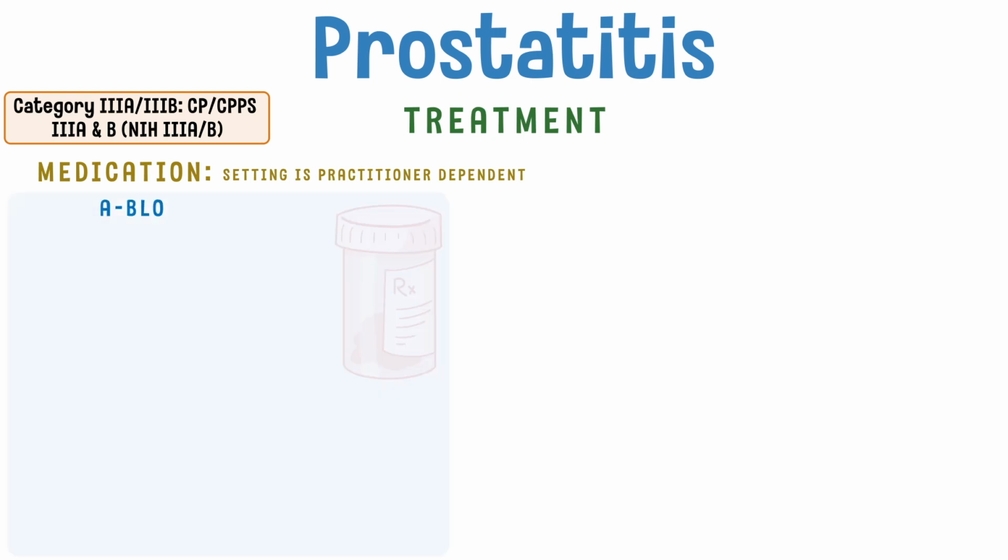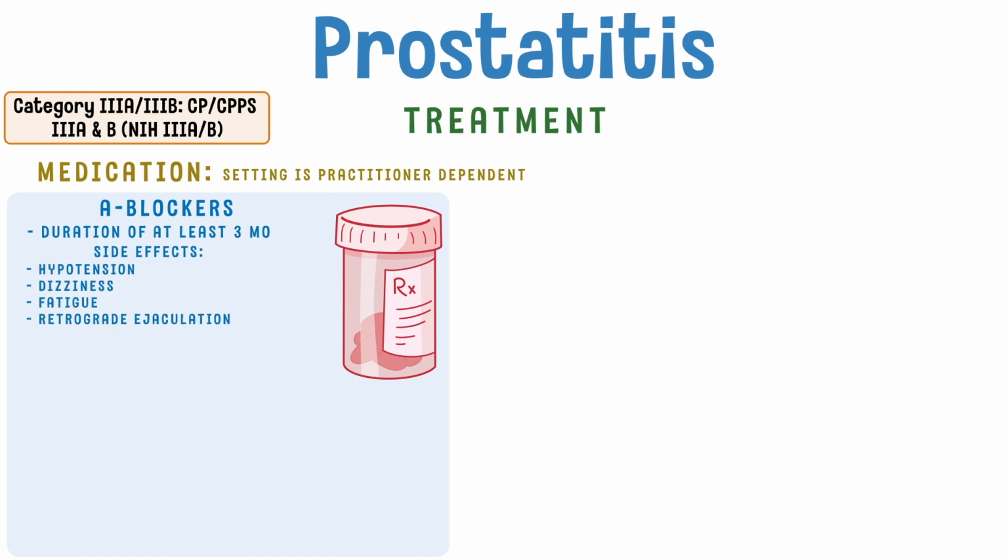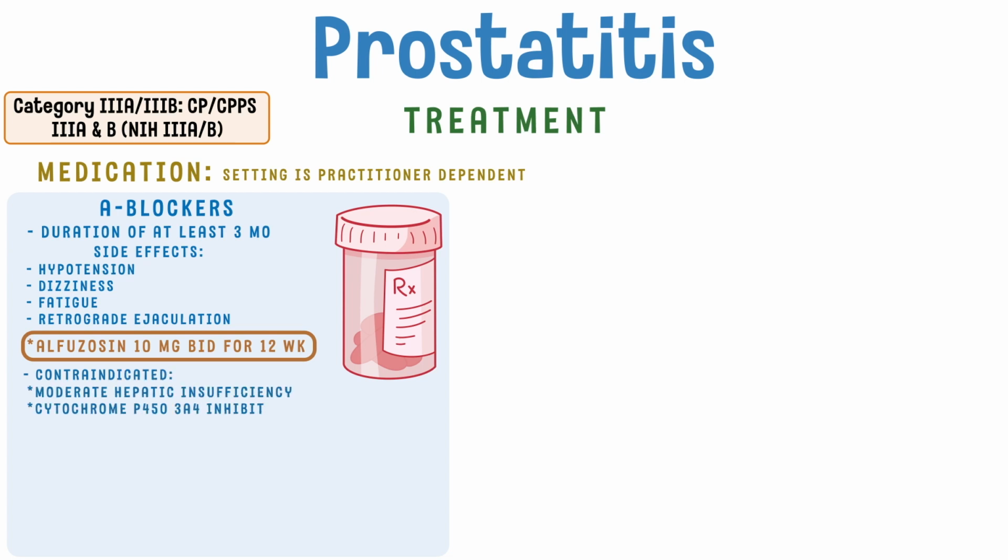For alpha blockers, multiple randomized placebo-controlled trials have demonstrated that a duration of at least 3 months or longer may be needed before an assessment can be made of treatment failure or success. The side effects of alpha blockers include hypotension, dizziness, fatigue, and retrograde ejaculation. Alfuzosin is usually used at 10 mg daily for 12 weeks, and is contraindicated with moderate hepatic insufficiency or with cytochrome P450 3A4 inhibitors.